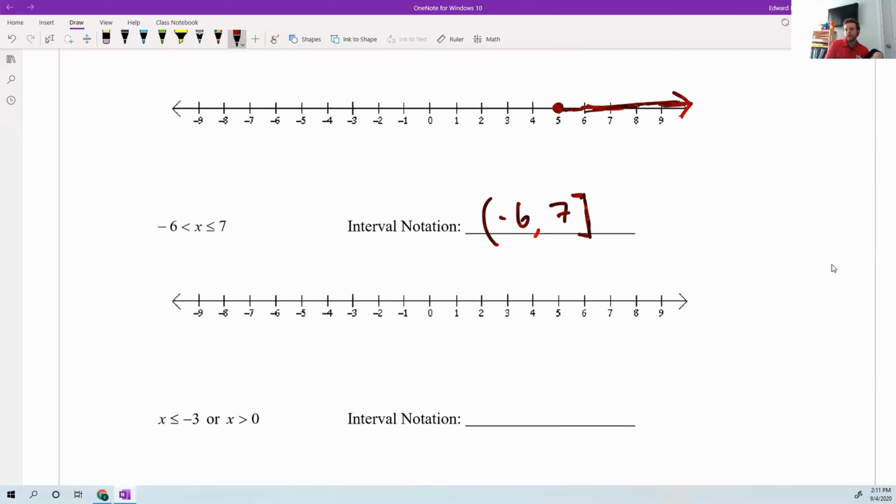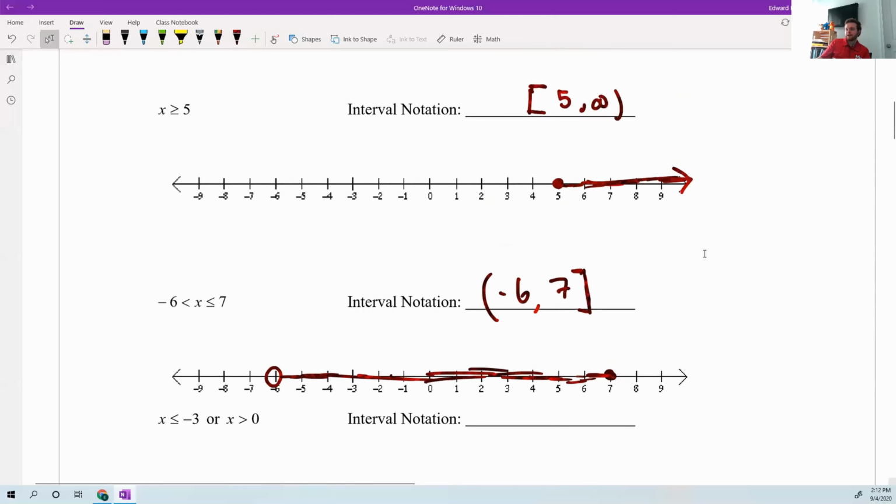If I want to graph this on a one-dimensional graph, this number line, I'm going to go ahead and put an open circle on -6, a closed circle on 7, and color in everything in between. Get that sweet Blazer Pride red. Go Blair. Go Blazers. Blazer Pride.